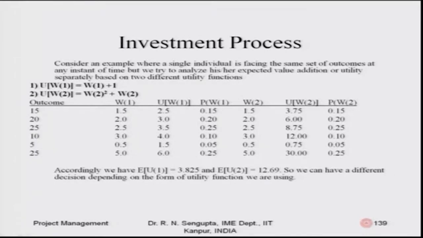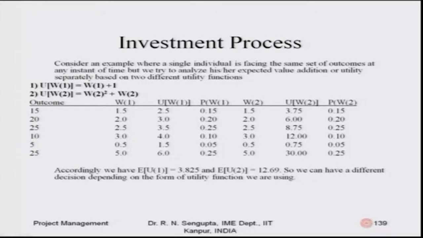Found out using utility function 2. So, for the first case it will be 1.5 square plus W2, that is 2.25 plus 1.5, you will basically have 3.75. Similarly, if I find out for 2, 2 square is 4, 4 plus 2 is 6. So, I find out all the values, the corresponding probabilities remain the same. Accordingly, we find out the expected value.